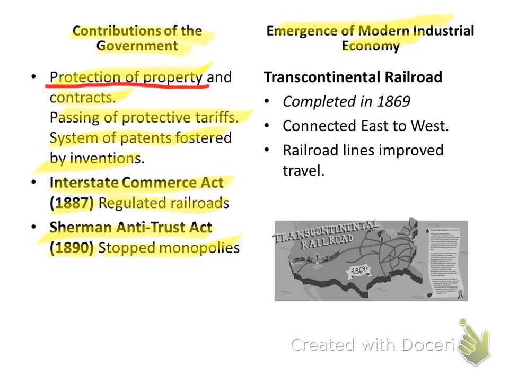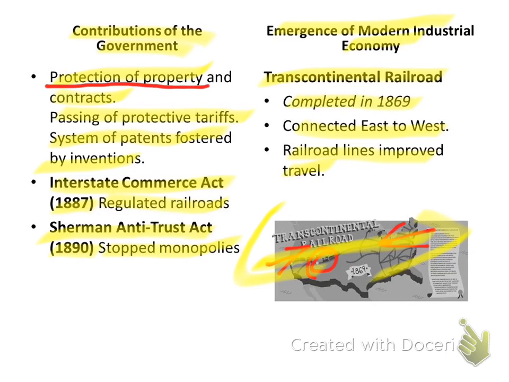The emergence of modern industrial economy, the Transcontinental Railroad, and here's a little bit of an image of it, okay. So the Transcontinental Railroad, let me erase that. The Transcontinental Railroad was completed in 1869. The two sides met, from east westward, from west eastward, at Promontory Point in Utah in 1869. It connected east to west. And of course, railroad lines improved travel. You can now travel east to west, west to east, whichever direction you're going, quicker, faster, and for less money.